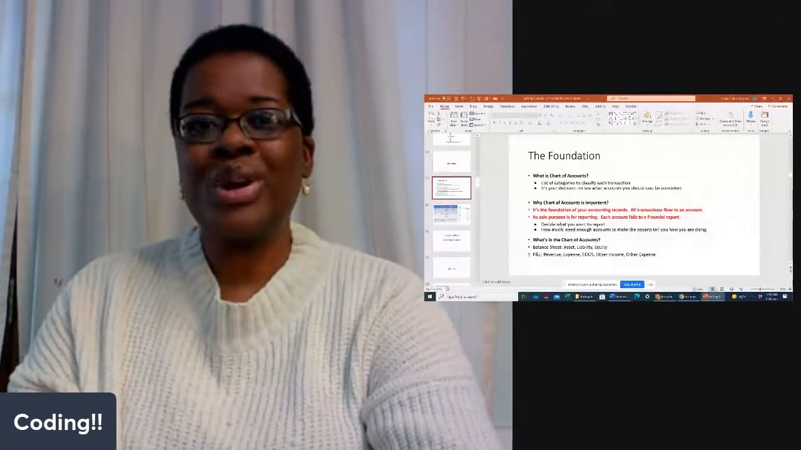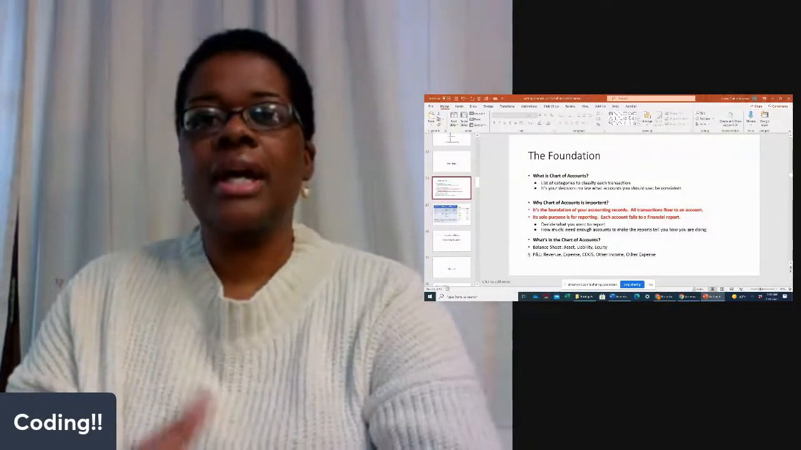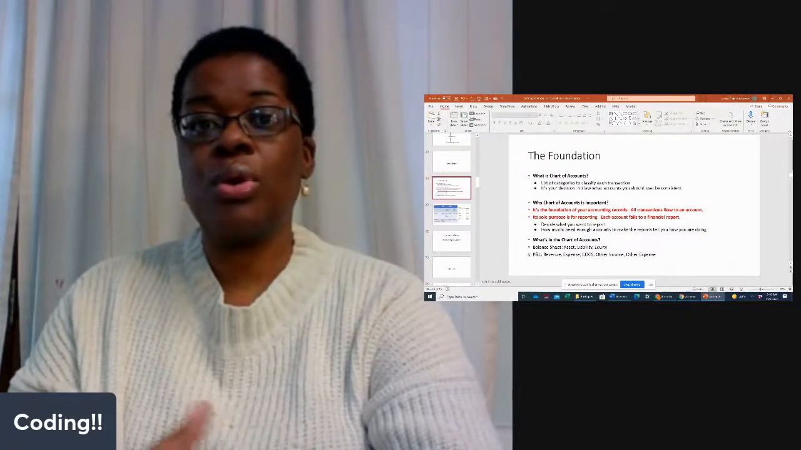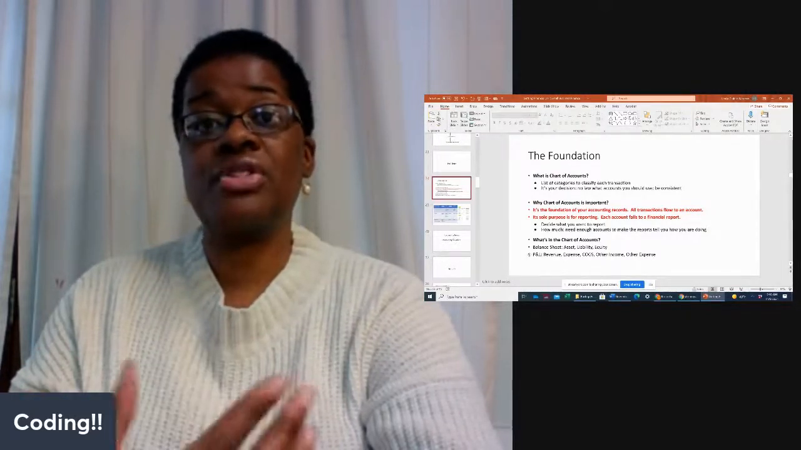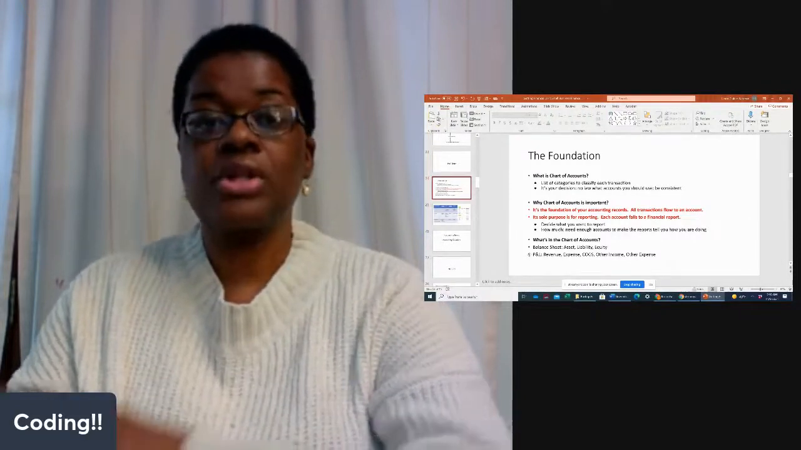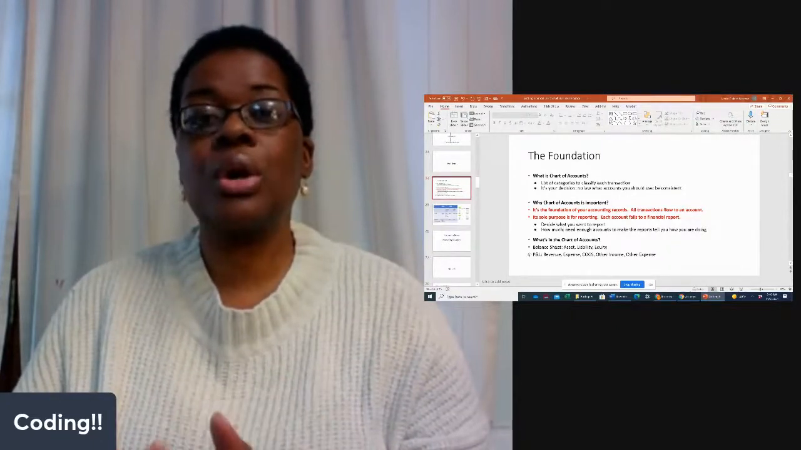So, number one, you need to understand your chart of accounts. If you're unclear about what a chart of accounts is, or if you have the right accounts, or if they're set up correctly, contact an accounting professional such as myself. The chart of accounts is just a list of categories where you're going to code the transaction.